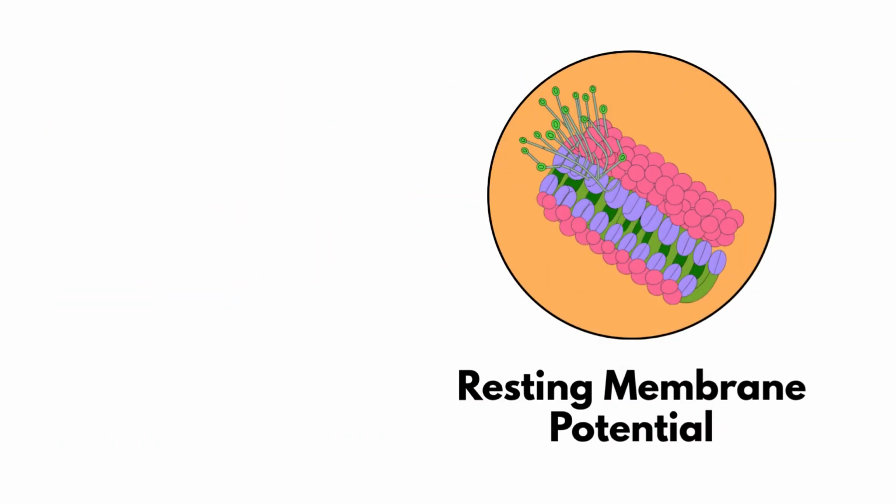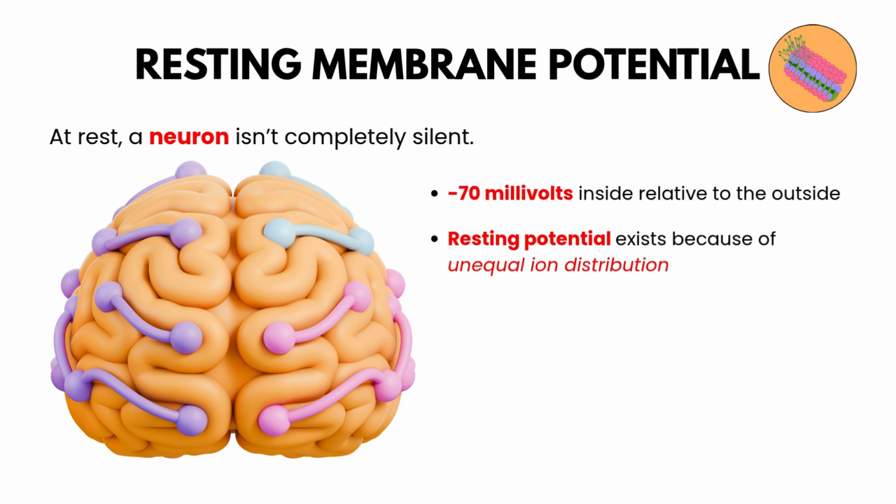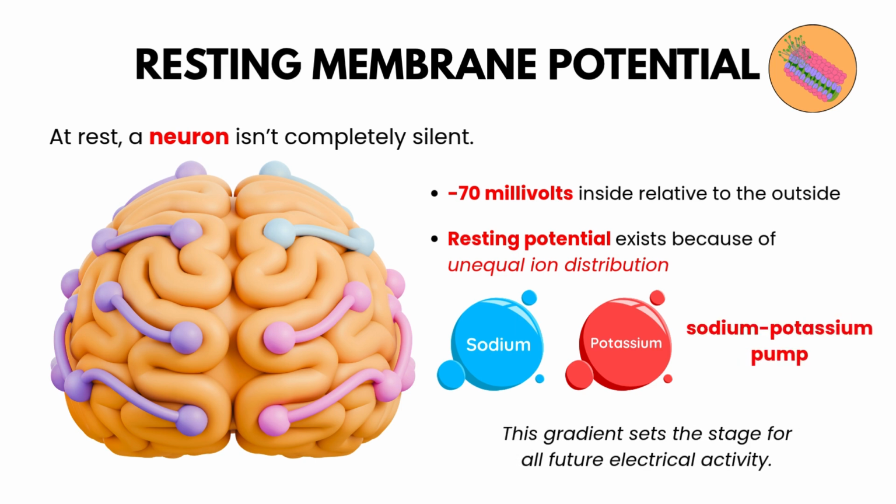Resting membrane potential. At rest, a neuron isn't completely silent. It's charged, about -70 millivolts inside relative to the outside. This resting potential exists because of unequal ion distribution, mainly sodium and potassium, maintained by the sodium-potassium pump. This gradient sets the stage for all future electrical activity.